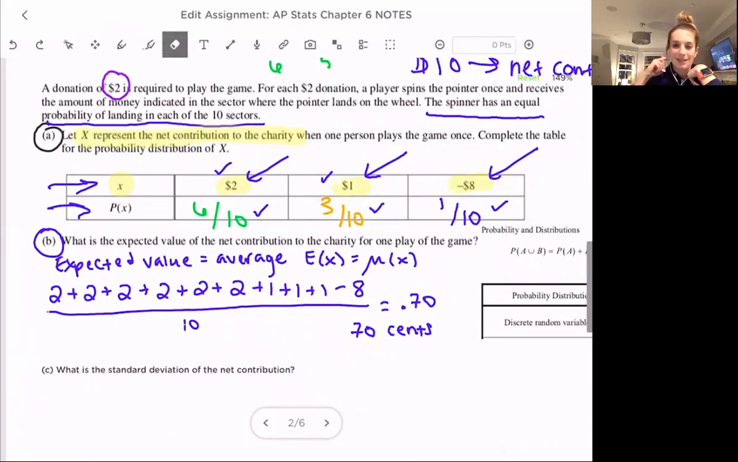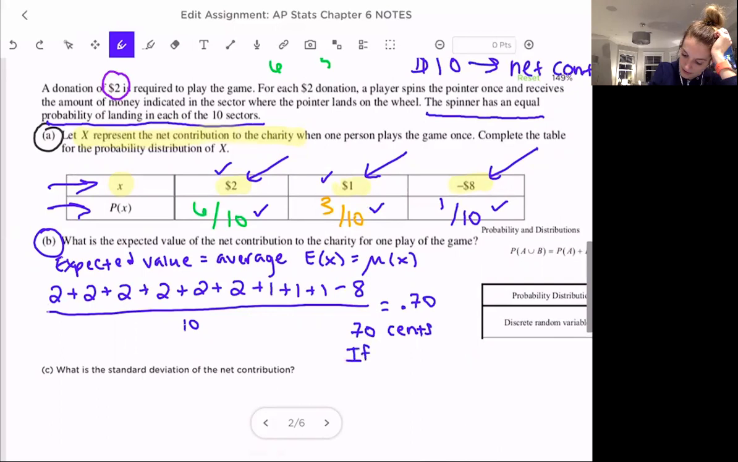Let's talk about what that means in context. The expected value is 70 cents. And this is where language is actually really important. Your precision in your language really matters. So in order to finish out question B, we actually have to interpret this expected value of 70 cents in the context of the problem. Okay, so here's what that means.